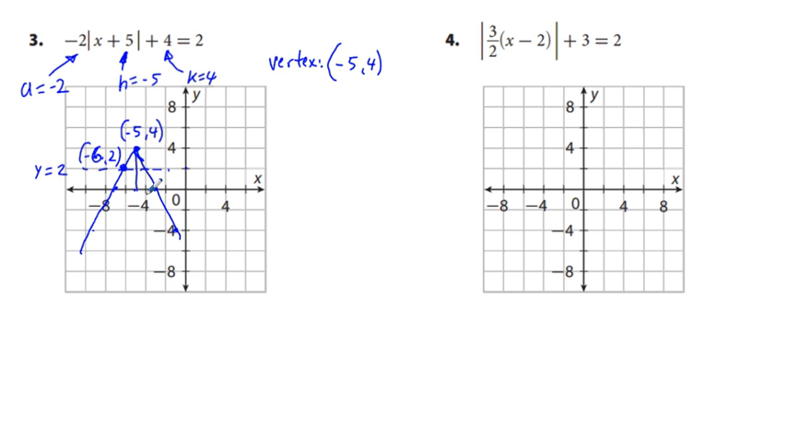And also at -4, 2. So according to this, our solutions are going to be x equal to -6, -4.